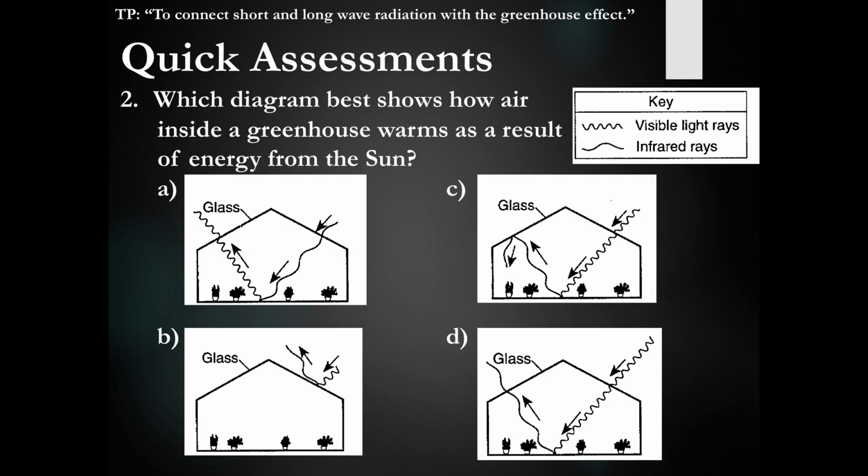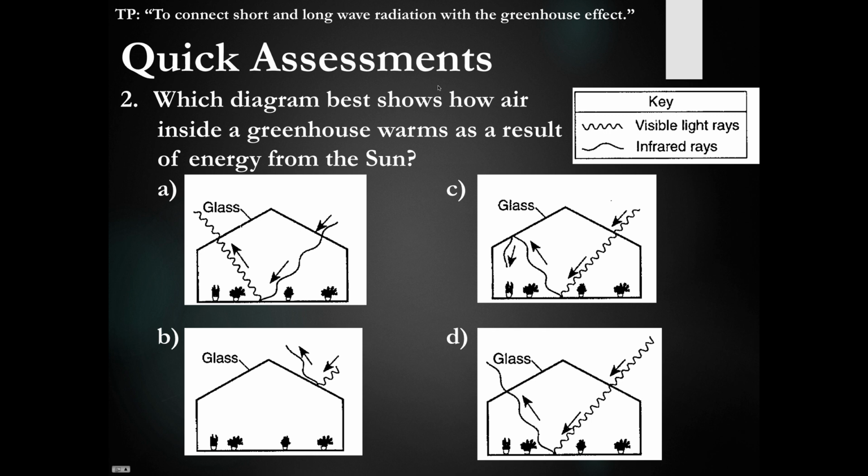Let's go to number 2. Number 2 is a great question. Which diagram best shows how air inside a greenhouse warms as a result of energy from the sun? Here's your key. You have visible light rays coming in. Here's your visible light, and here's your infrared. Notice one's short and one's long. We have choice A, B, C, and D. Take a look at the pictures.